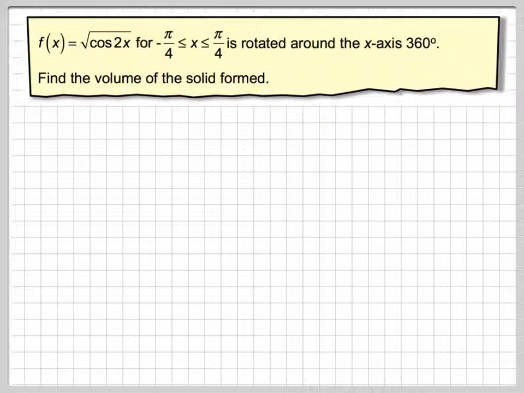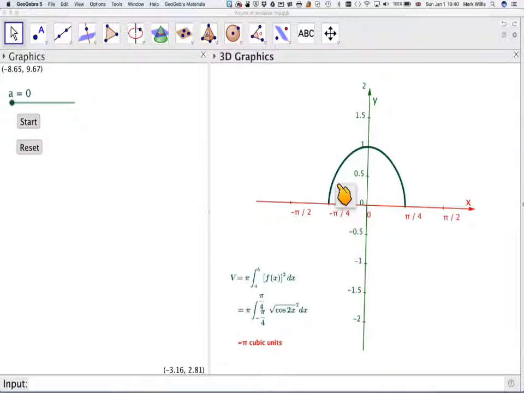So if we just have a quick look at that for a minute, here we have the function that we need, the square root of cos 2x between minus pi by 4 and pi by 4. We're going to rotate this round the x-axis. Later I'll show you what it actually looks like.